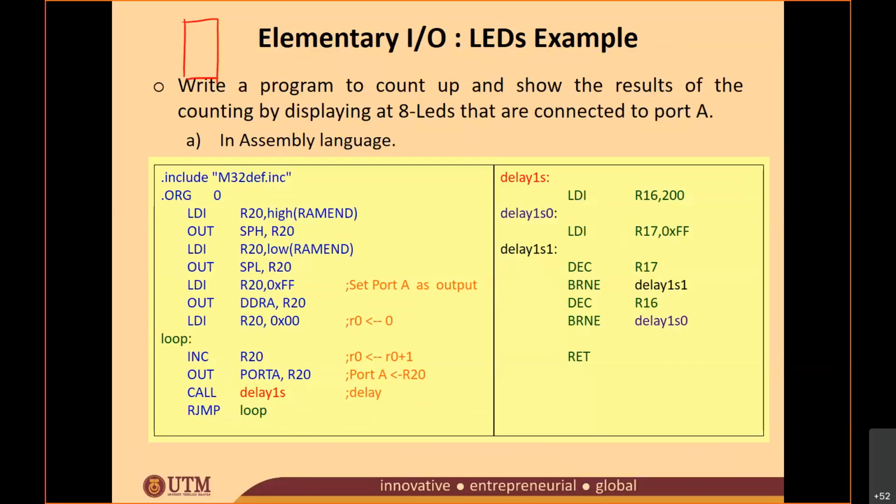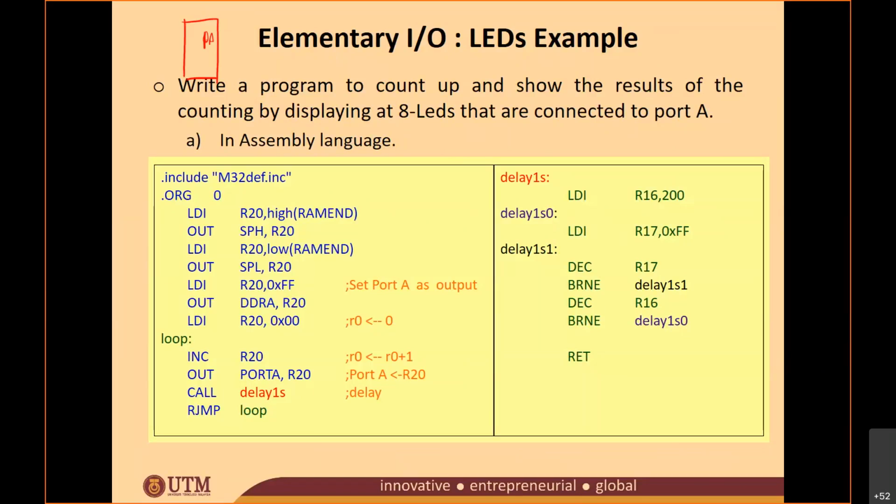Okay, for example, this one here, you have 8 LEDs that are connected to port A. For example, I put the port A here. It doesn't matter, you can put the port A on the left side, it doesn't matter. This circuit is for your reference only, so make sure the label is correct.